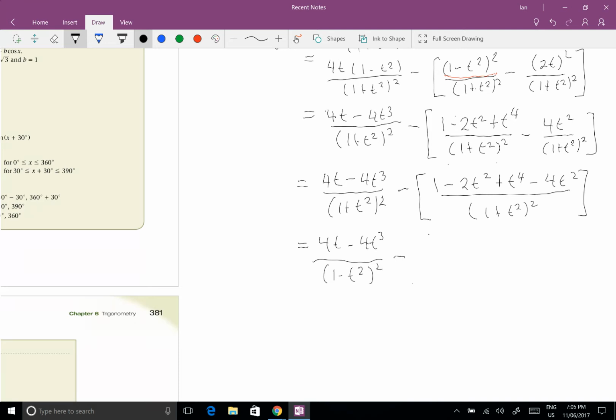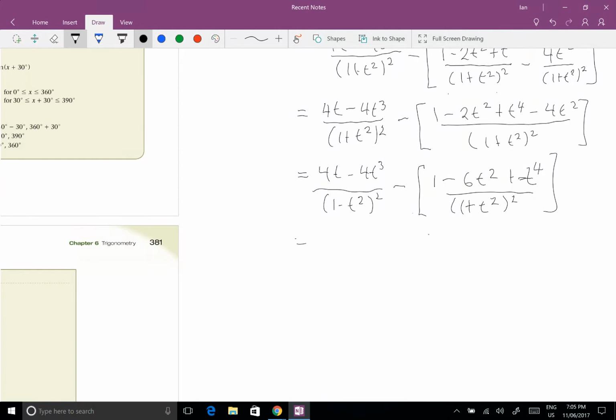And I know some of you can see it already. Now here, I'm going to keep that. I've got minus 2t squared minus 4t squared, so I get 1 minus 6t squared plus t to the 4 over 1 plus t squared all squared.